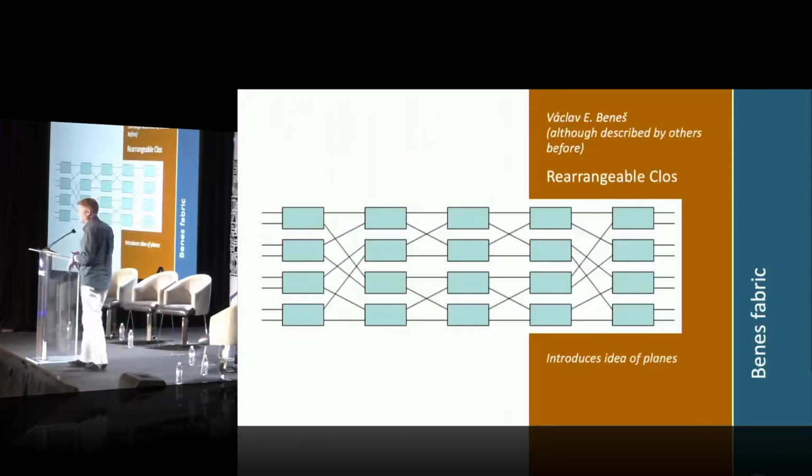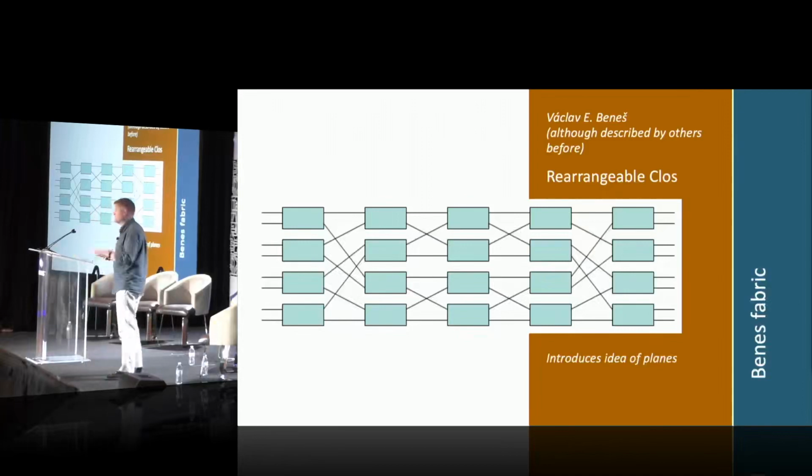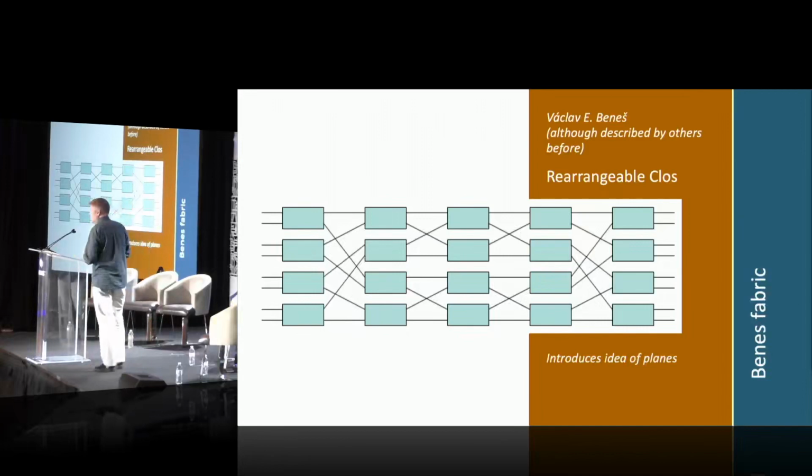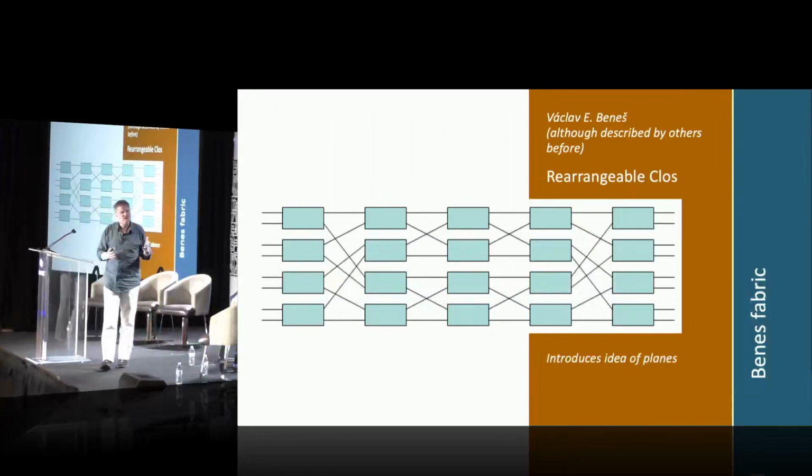I think I have slides in here. All right. So there's this thing called a rearrangeable Clos. We actually don't use these for the most part. Well, I say that, but I'll talk about where we actually do use a Benes in one place. This was originally invented theoretically by Václav Beneš. It was described by other people. This introduces the idea of planes.